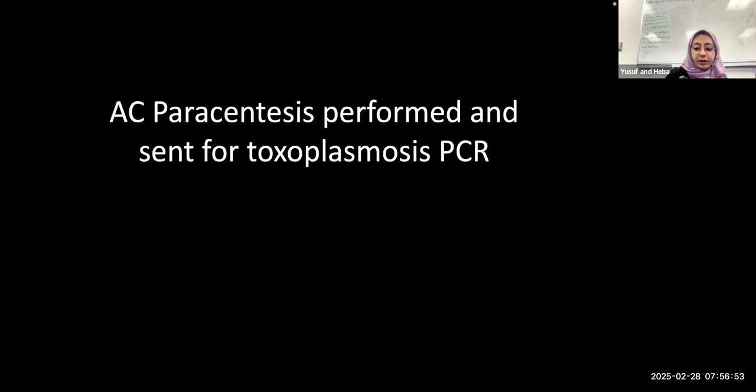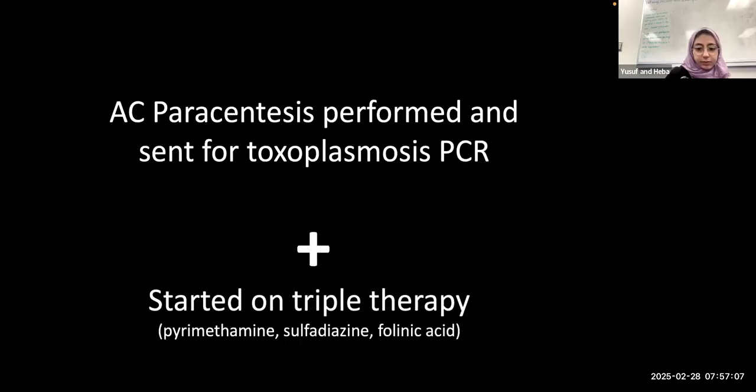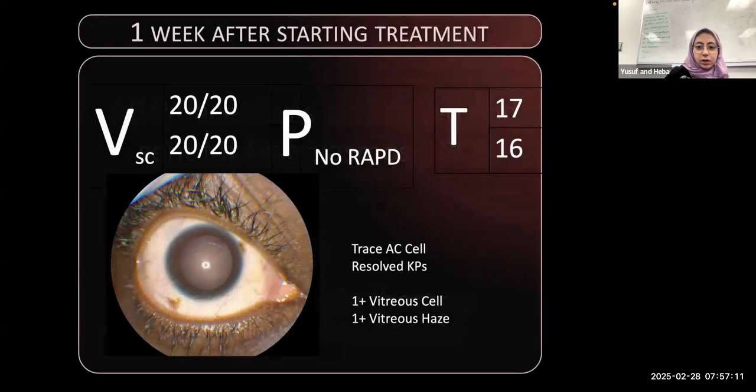So at this point, this is a good chance to do an AC tap for this patient, because IgM was negative but IgG was positive, and we just wanted to rule out toxo because everything else came back negative. So we were sort of riding on that diagnosis, and we had already started him on the triple therapy also. And 1 week after starting treatment, his vision was 20/20. His KPs completely resolved. He had very, very trace AC cell, still a little bit of vitritis though.